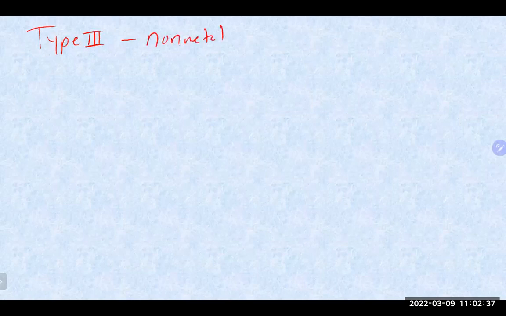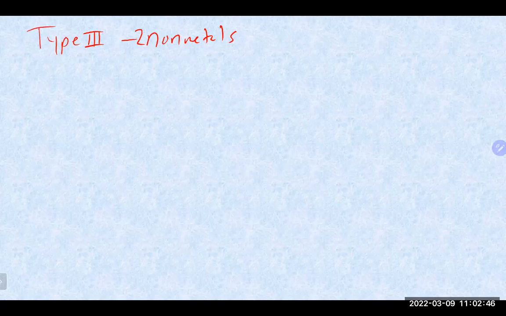We have the last little bit here of naming to finish, and then we will be done with it, hopefully. So last time we talked about type 3 compounds, which are nonmetals and nonmetals together, basically two nonmetals. Remember that these are the types that you really do use prefixes for.